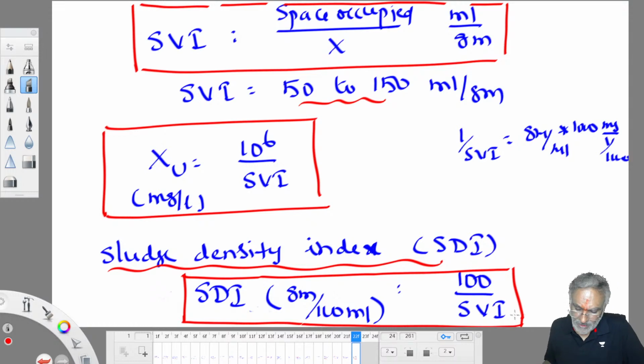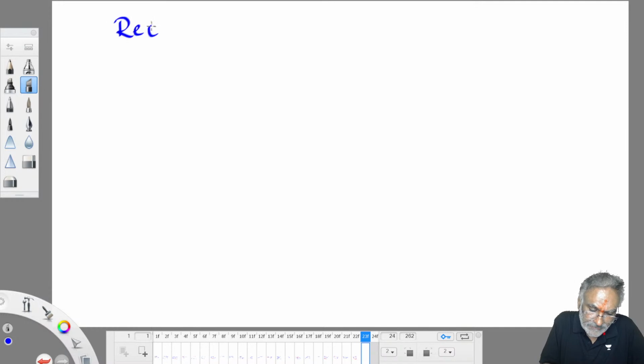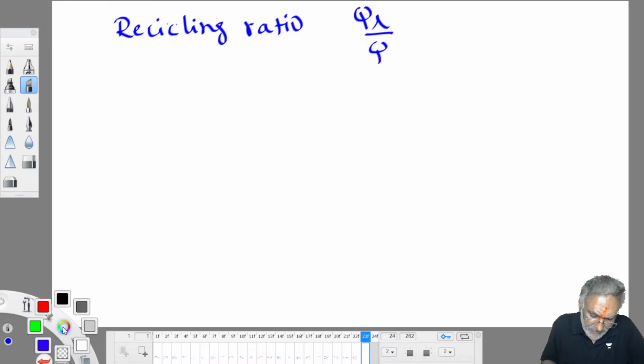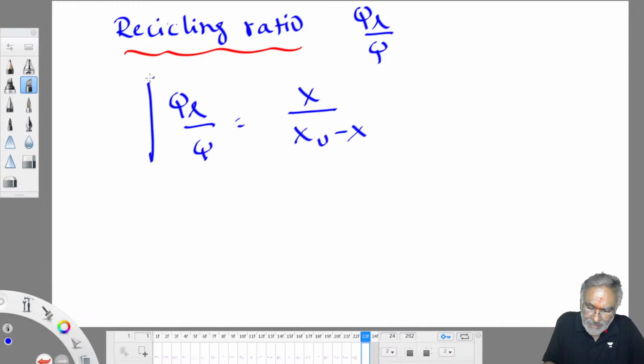Understood? Then one more term is called recycling ratio. Based on these parameters, they are asking questions in the GATE exam. QR by Q ratio. We calculate the recycling ratio by the mass balance equation: QR by Q is equal to X by XU minus X. We maintain this QR by Q ratio anywhere between 0.25 to 0.5.